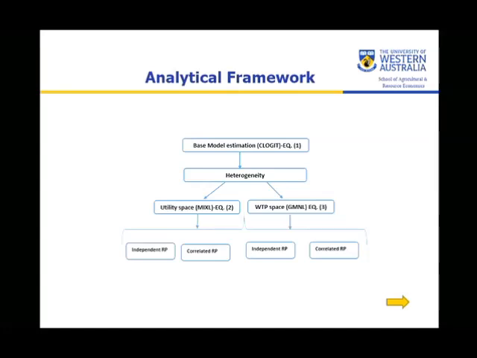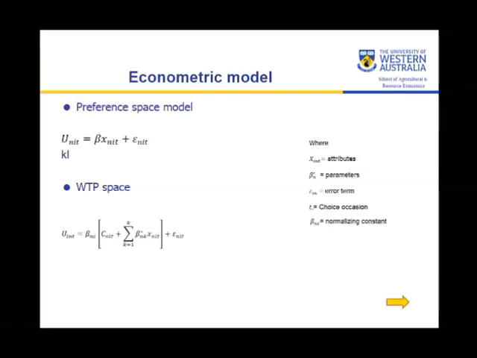So I have labeled as equation 1, equation 2, and equation 3. So principally, this is the preference space model. We have utility, which is dependent on your attributes and an error term, because you cannot account for everything. And so in essence, this is the utility space model, a model that is dependent on attributes and the error term.